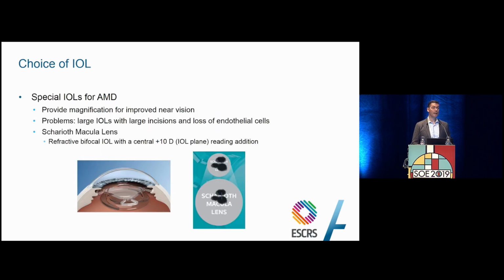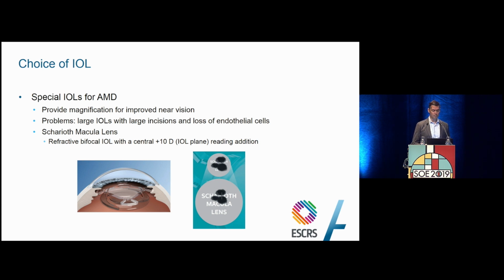There are also special lenses for AMD, and in general they provide magnification for improved near vision. The problem with many of these lenses that used to be marketed is that they are very large, and you need a large incision, and with the large incision and the large lenses, there's a subsequent loss of endothelial cells. That may be a problem also in these eyes, because they don't just have macular degeneration, they also have a compromised cornea.